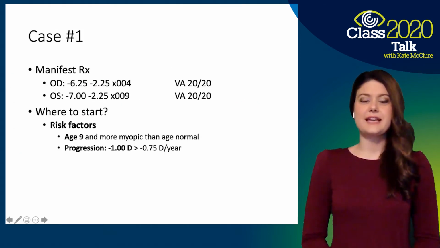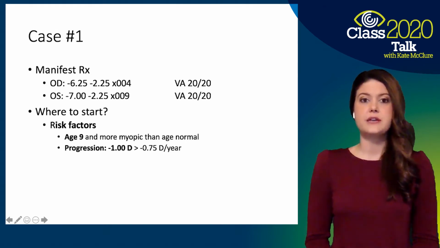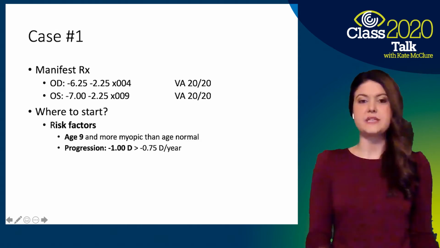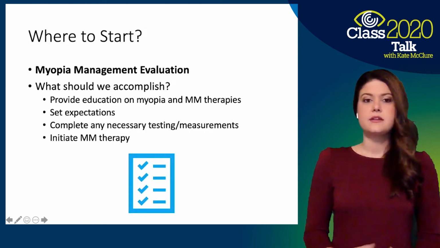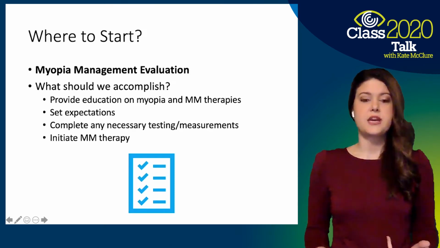Looking back at our case again here, we have this prescription and we know that our patient has a couple risk factors, her age and progression. Okay, so we know these things. Now where do we go next? What do we do? So I advise that you start with a myopia management evaluation.